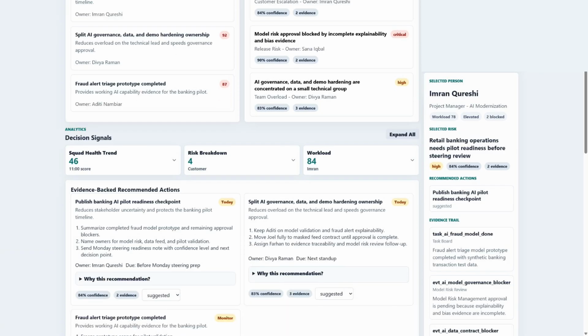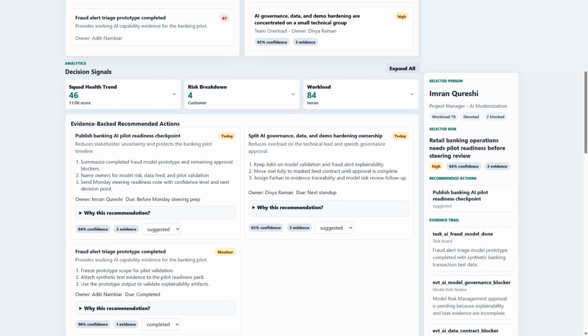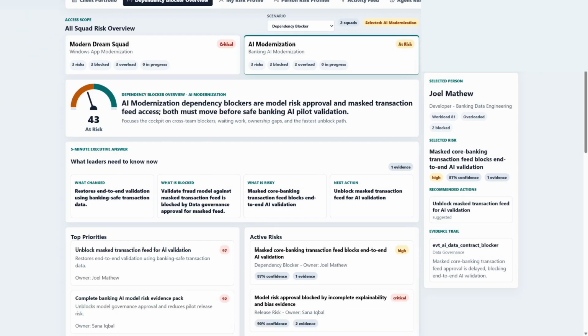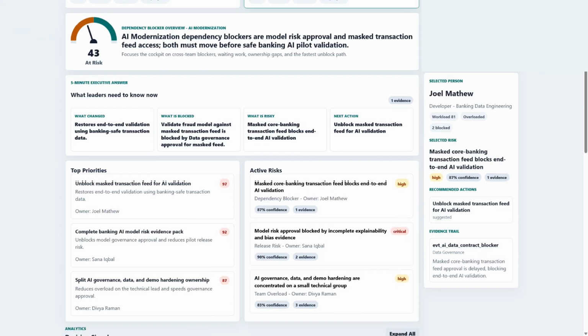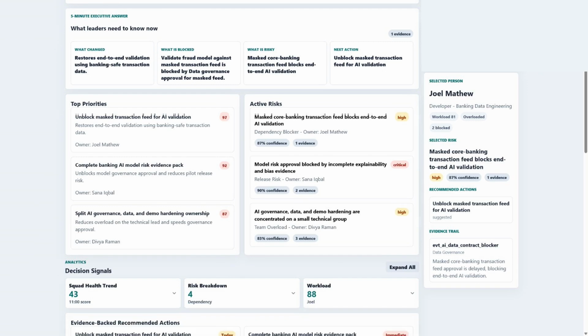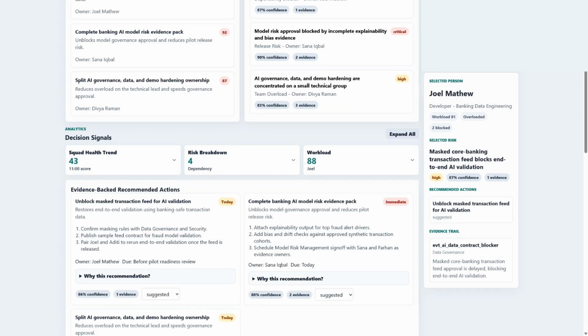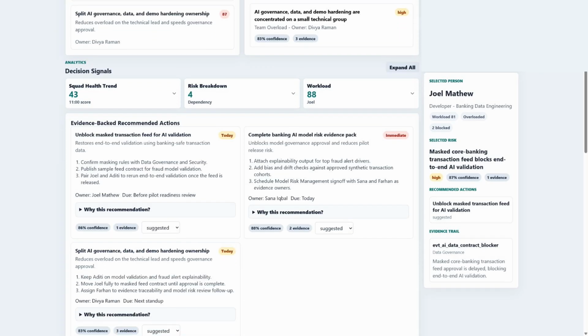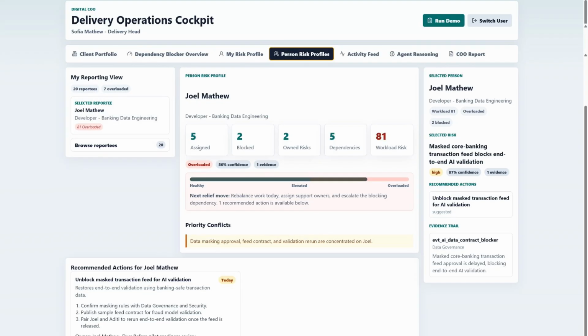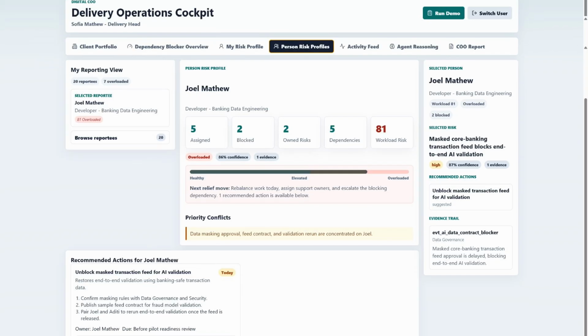Next, the person risk profile shows who needs attention and why. A lead does not see everyone randomly, access follows hierarchy. Managers see reportees, workload risk, blocked tasks, owned risks, dependencies, and recommended actions. This is important because execution failure often starts when too many urgent items are concentrated on one person.